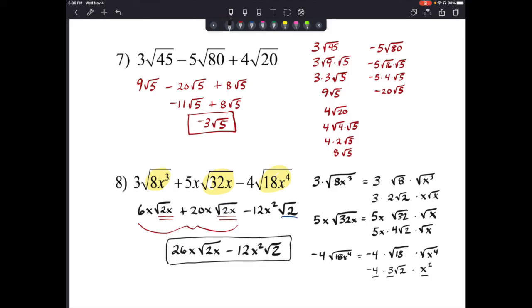All right, so if you have questions about these, please make sure you reach out to your teacher and ask. Remember, we're just combining the like terms, but sometimes you need to simplify your radical to see if you have like terms.